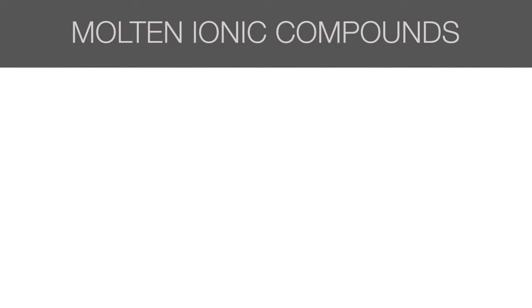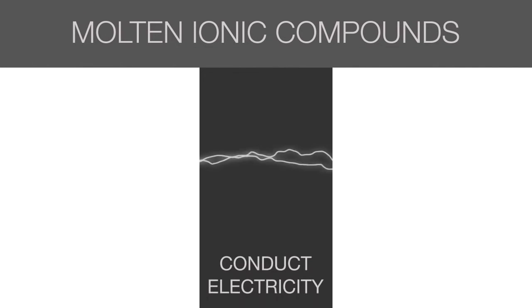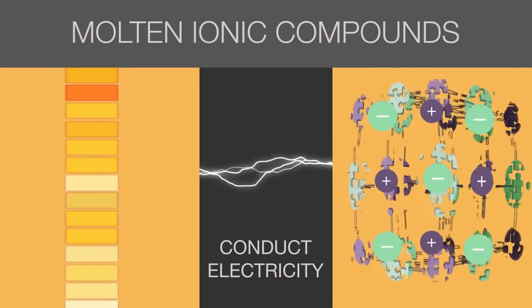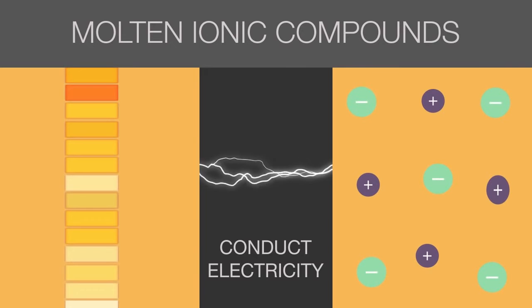Following on the same idea, molten ionic compounds can also conduct electricity. The lattice structure is broken at high temperatures, and so the ions become free-floating.